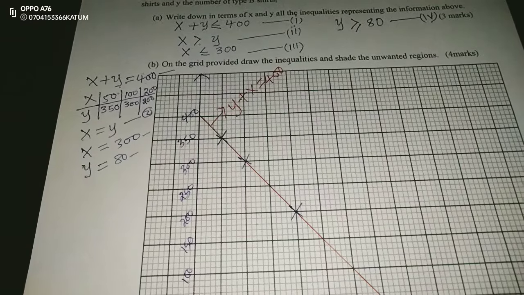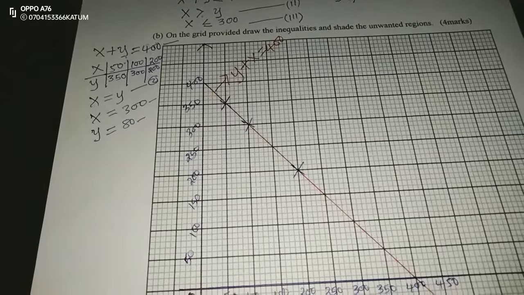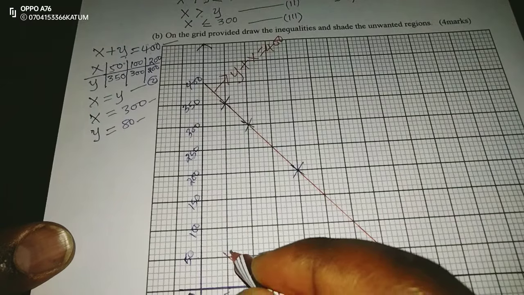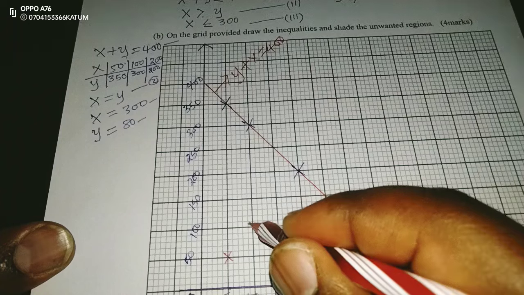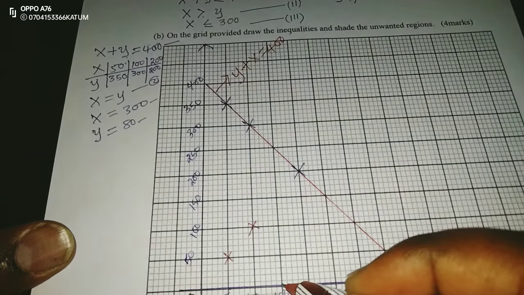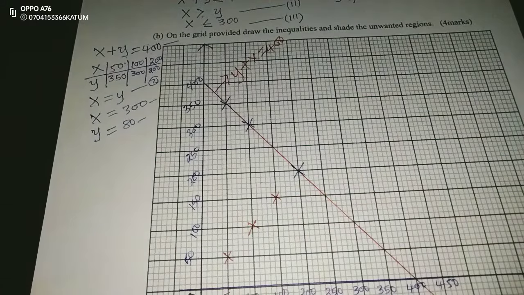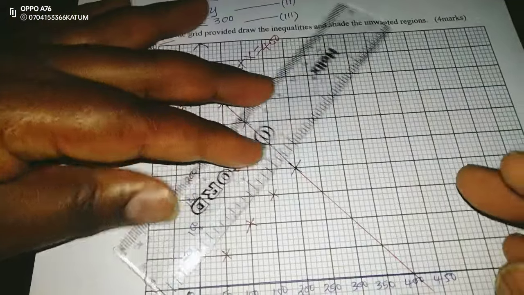The next borderline is x equals y. When x is 50, y is 50. When x is 100, y is 100. When x is 150, the other one is also 150. So that is how we come up with the line y equals x.